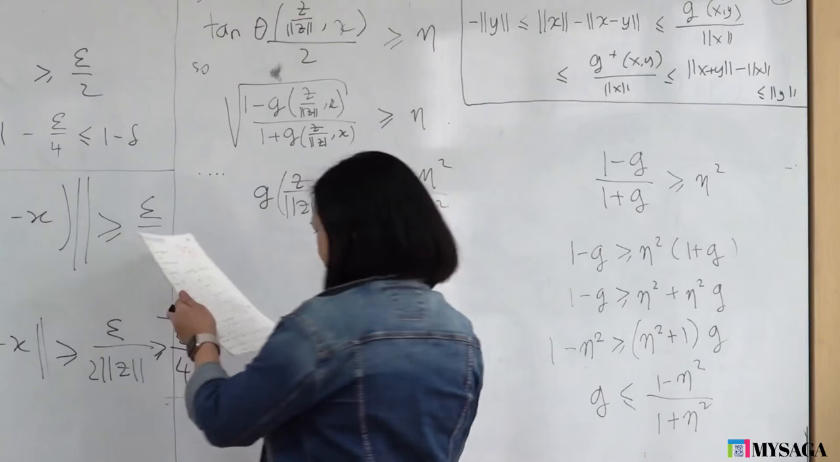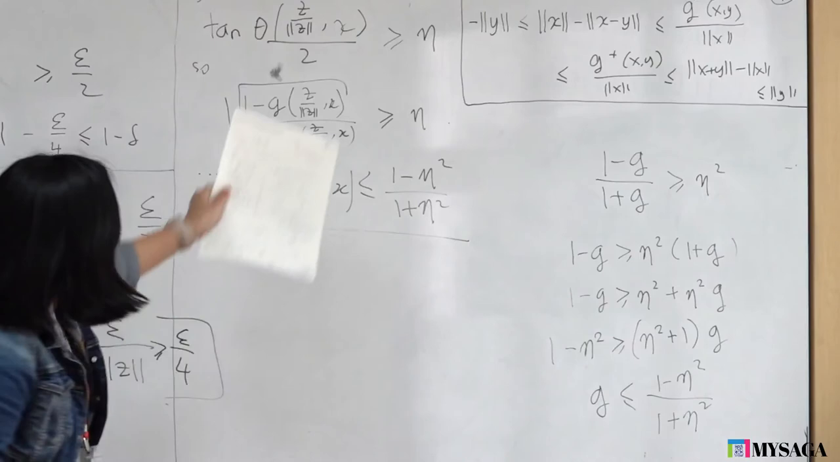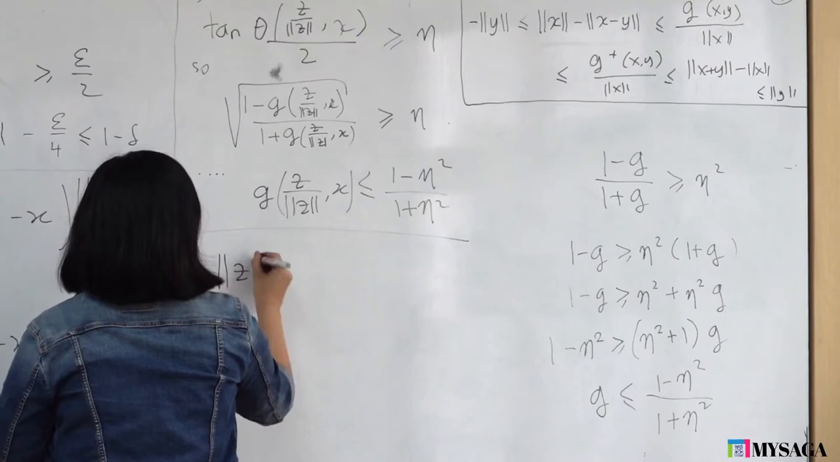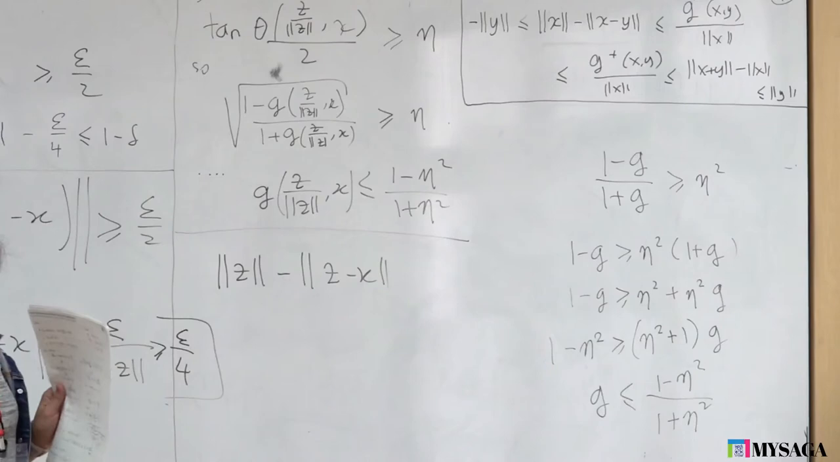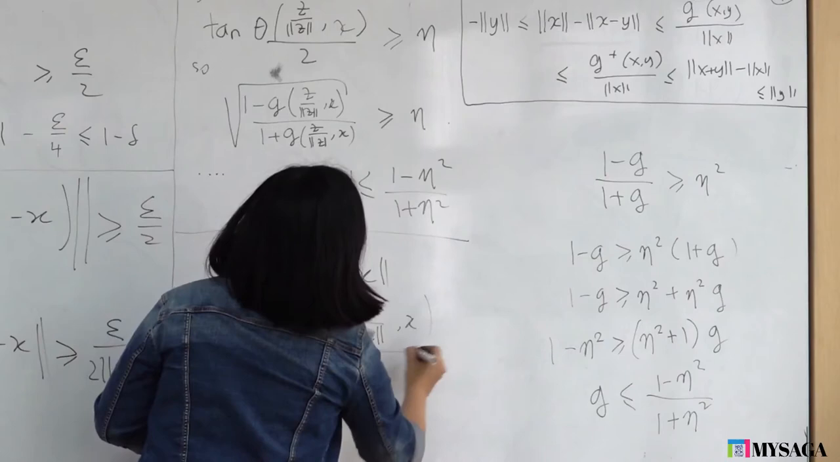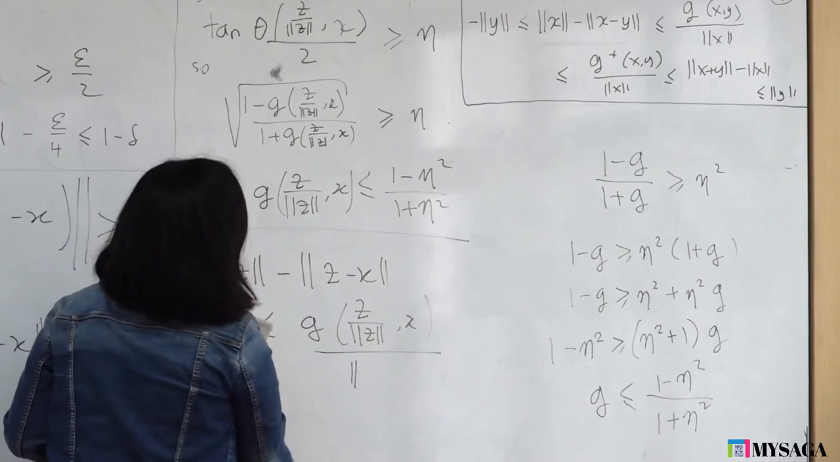Okay, so, yes. Alright, and then, what do I do from here? I'm going to use star again. But now, instead of x and y, I will use z and x. Okay? So I'll have, from here, norm of z minus norm of z minus x. So I apply it for z and x, yeah? Less than or equal to g of z divided by norm of z, x divided by norm of, well, norm of this, z divided by norm of z, right? So it's what?